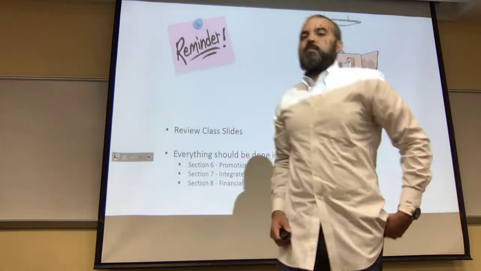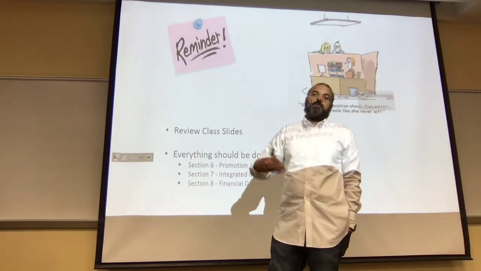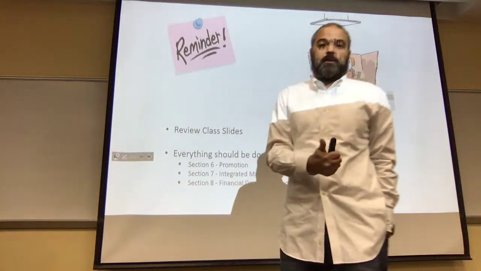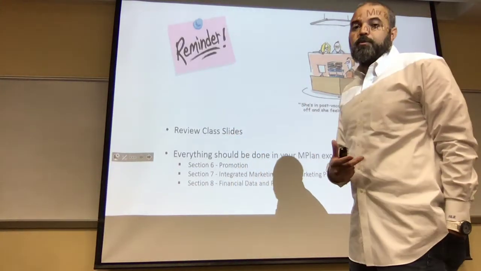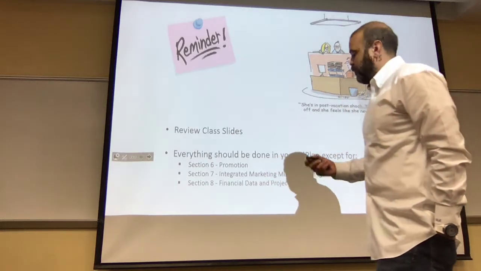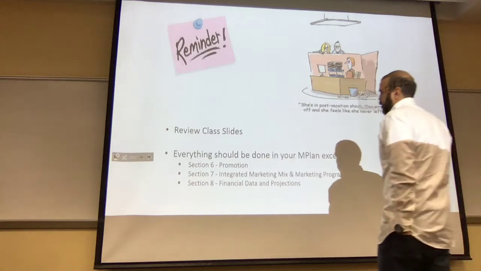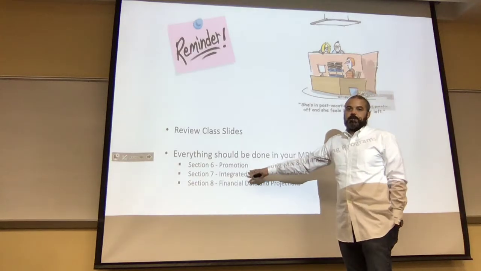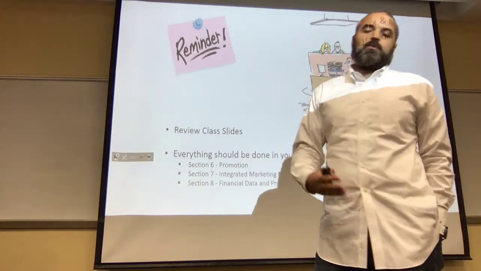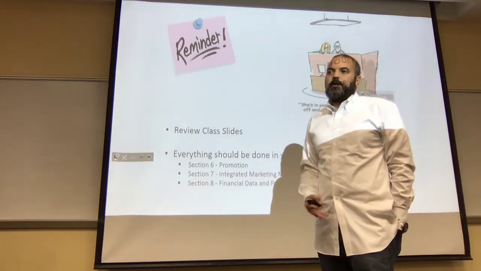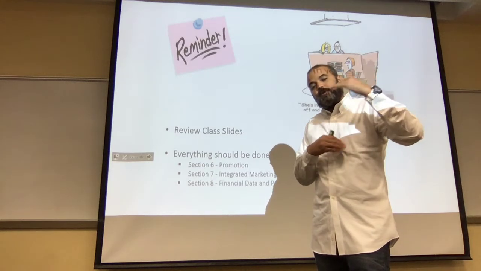So this is where you are. You should be reviewing everything from the other 4 P's. We've already covered product, price, and place, and now we need to cover promotion, okay? In your marketing plan, pretty much everything should be done except the promotion section and a little bit of the financing, and I'll have a video for the marketing plan where I go over the marketing plan outline and tell you specifically what's going on.